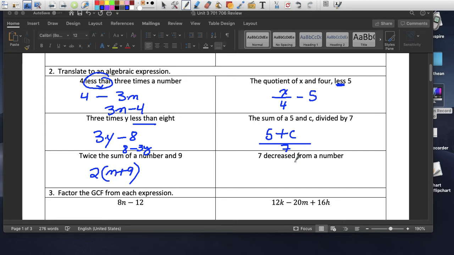Okay. 7 decrease from a number, so 7 is 7. Decrease is subtraction, and number is n. Decrease from is another turnaround word, so we're going to switch that to n minus 7.